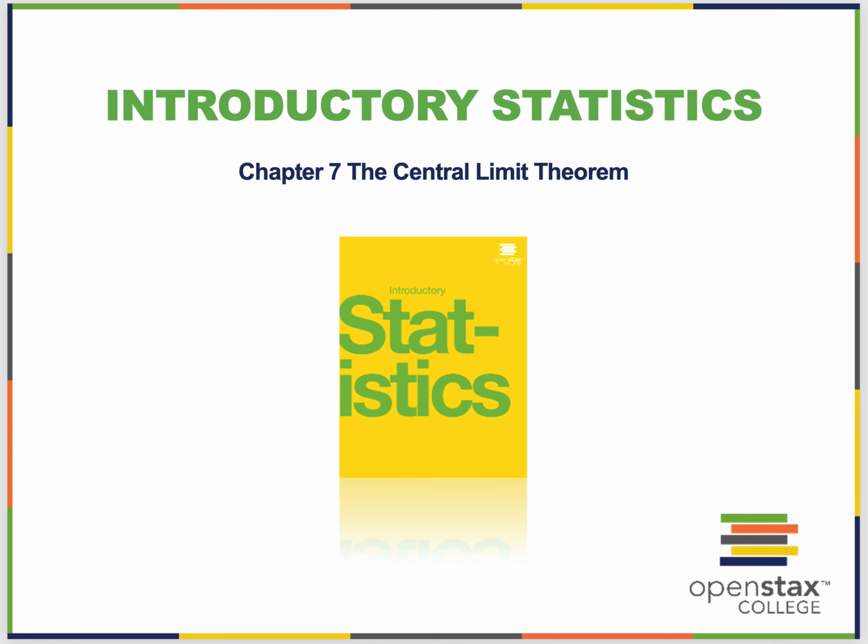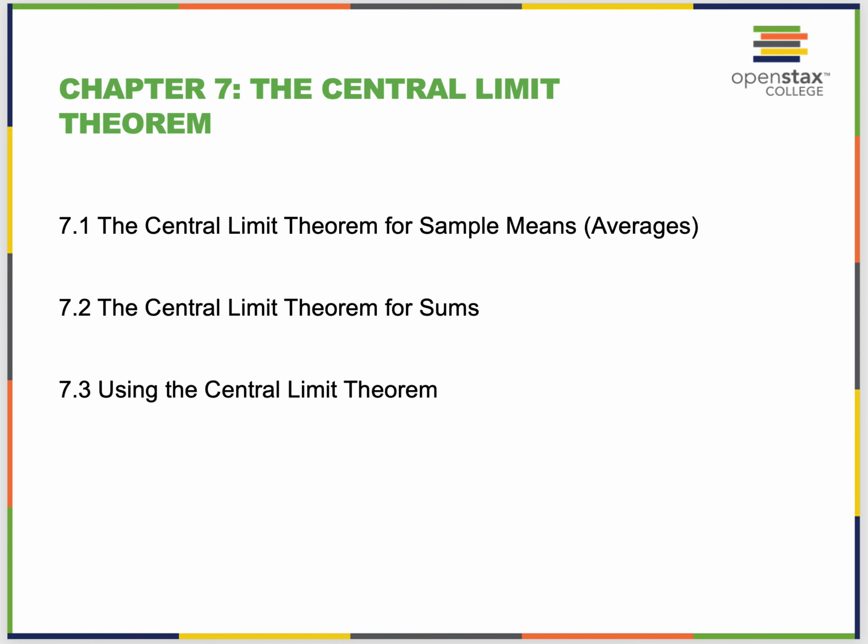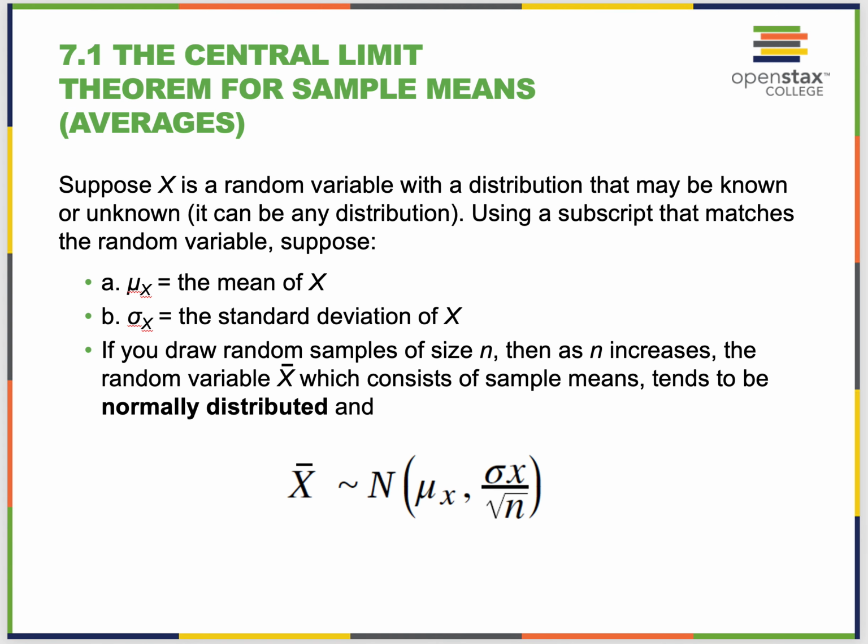We're talking about Chapter 7, the Central Limit Theorem. It has three sections: the Central Limit Theorem for sample means, the Central Limit Theorem for sums, they're very closely related, and then using the Central Limit Theorem. This is one of the principles as we're moving from descriptive statistics and probability into inferential statistics, where we're trying to use statistics to make decisions or judgments.